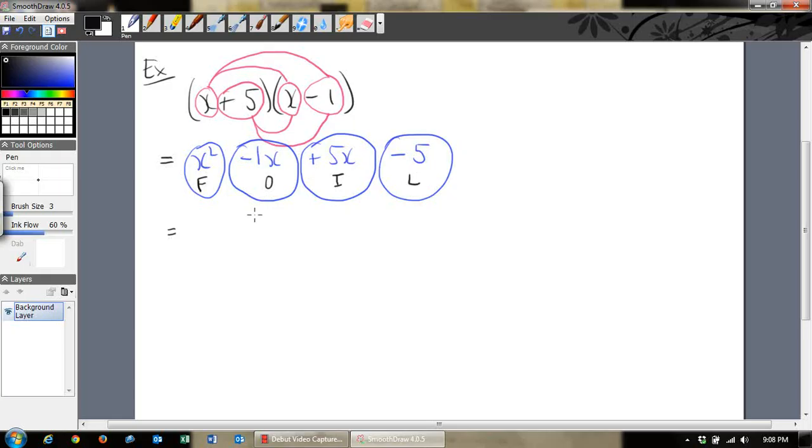And so once we've got that, we can just simplify. What have we got? We've got one x squared term there, so that'll just be x squared. We've got negative 1x plus 5x. They are like terms, we need to simplify those. Negative 1 plus 5 will be positive 4x. And we've got this constant term there, which won't get simplified anyway. So that is your answer. x squared plus 4x minus 5.